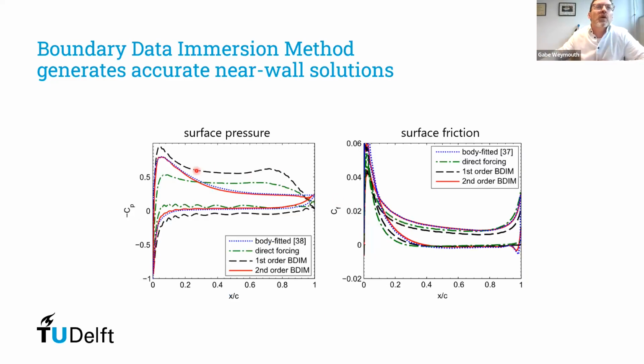We can be more quantitative. I like pretty pictures, but we can get quantitative too. Here's the surface pressure coefficient on the top and the bottom. Again, the body fitted and the second order method are essentially exactly on top of each other. Direct forcing methods or first order methods don't handle this kind of complicated case very well. We can get the surface forces as well. But let's think about the pressure a little bit more, like I was indicating before.